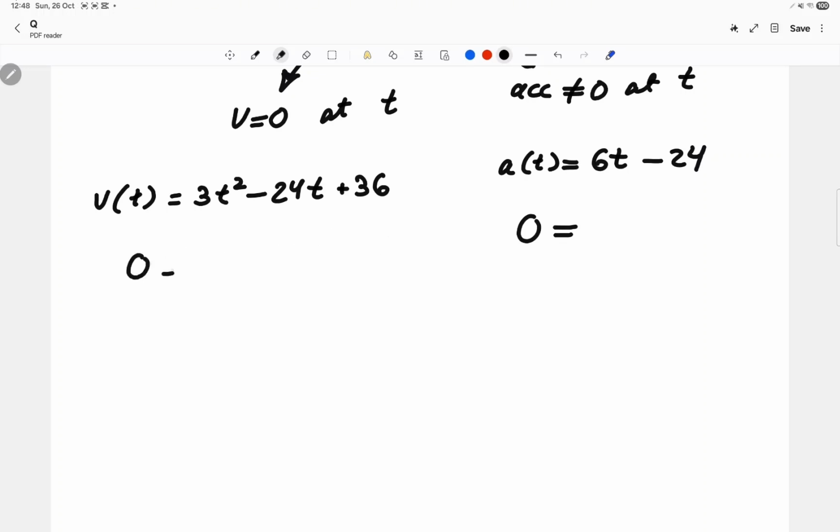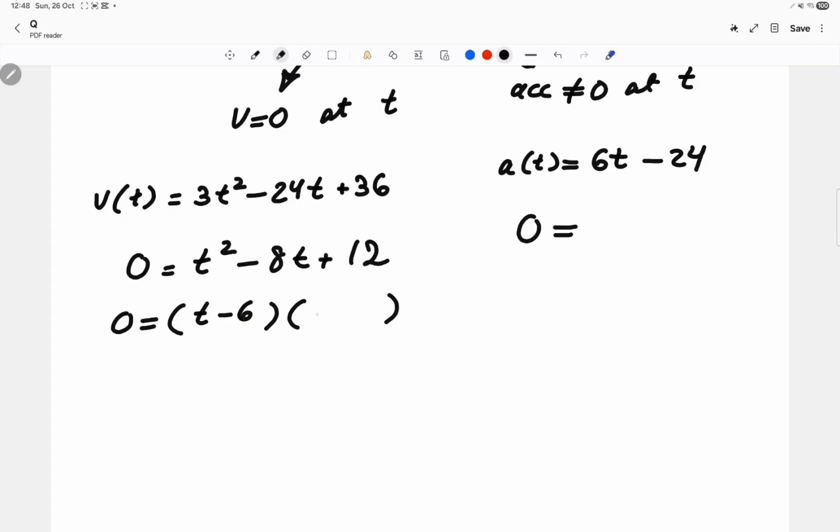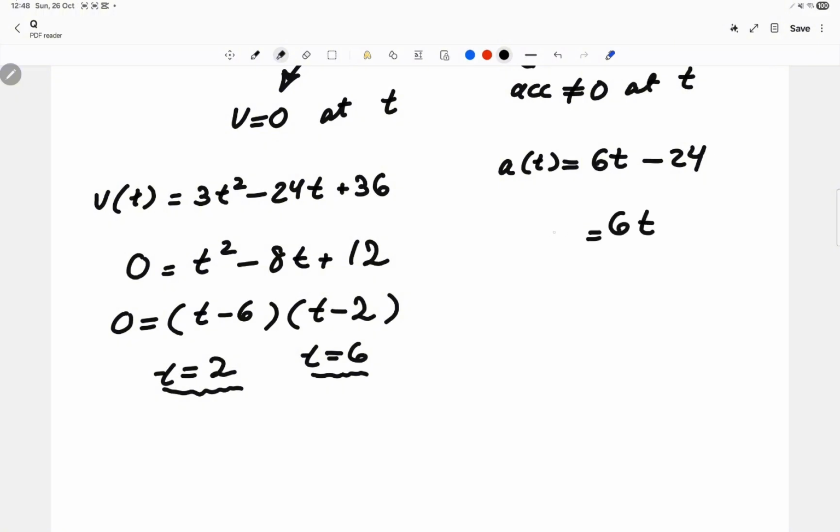So now we can say 0 is equal to t squared minus 8t plus 12. And now we can factor. So we're going to have t minus 6 and t minus 2. So t is 2 and t is 6. Okay, these are the points where the velocity becomes 0. And here we're going to say 6t is equal to 24, and so t is equal to 4. That's where the acceleration is equal to 0.